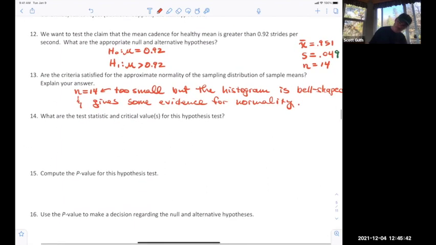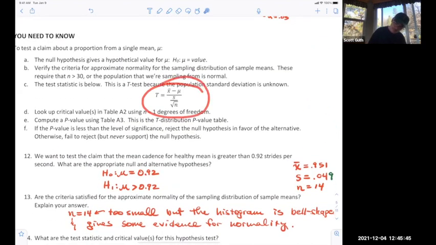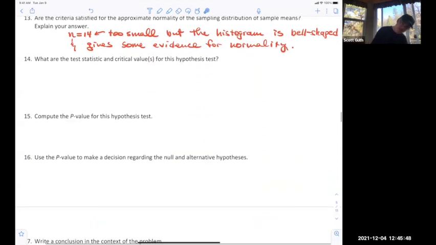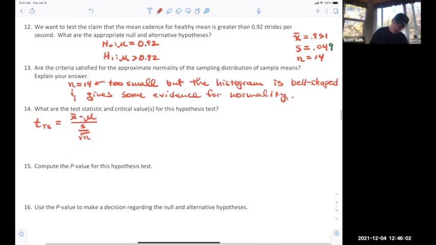So the test statistic, as we had up above here, this thing is what we're about to compute. So we're calling it little t with a ts next to it. We'll just put that formula down, x bar minus mu over s divided by the square root of n. Okay, so the x bar from up above was 0.951, and we're assuming the population mean is 0.92 in the null hypothesis. Sample standard deviation is 0.049. And that's over the square root of n, and n was 14.